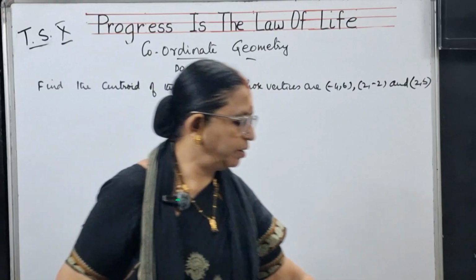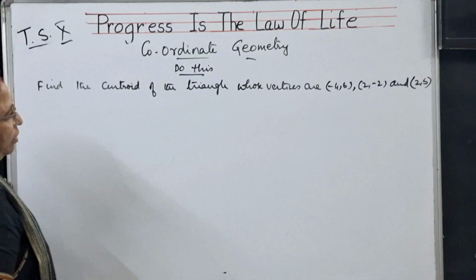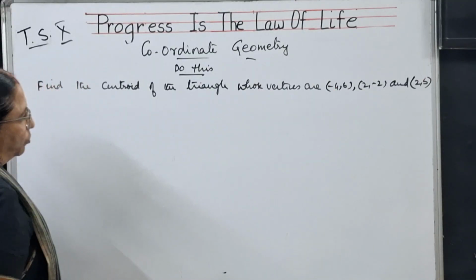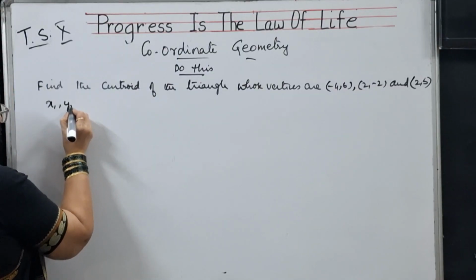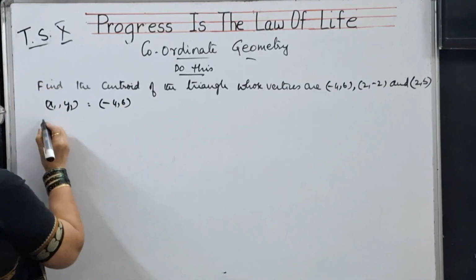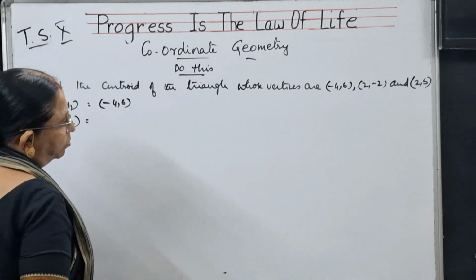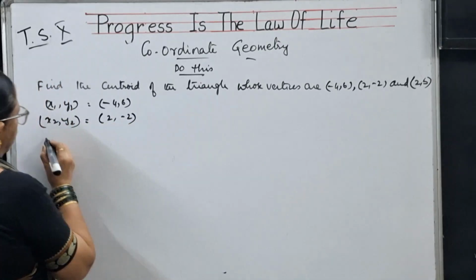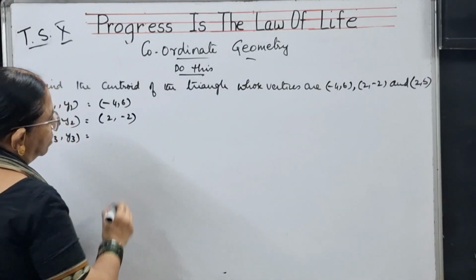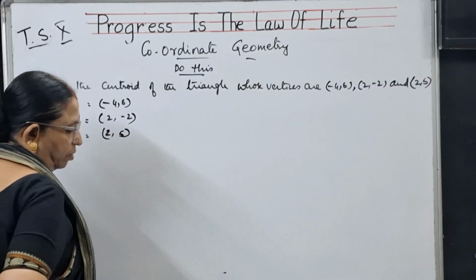Now do this sum, children. Find the same type of problem. Find the centroid of a triangle whose vertices are given as (-4, 6), (2, -2) and (2, 5). So what is given to us? x1, y1 is (-4, 6), x2, y2 is (2, -2), and x3, y3 is (2, 5). You have got these values.